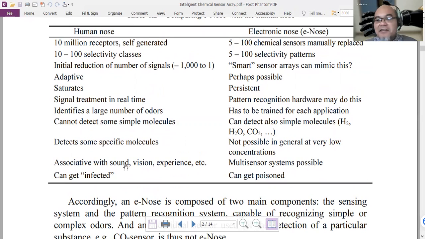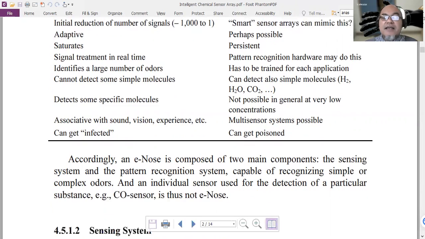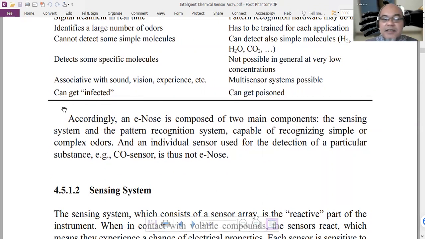Humans can get infected. Of course, when you get flu or other respiratory disease, your nose gets infected. For example, people who have COVID-19 will have loss of smell, and loss of taste. In electronics, it can get poisoned. What does that mean? It can get poisoned by certain gases, which will disrupt or even destroy its sensing property. So the eNose is composed of two main components: the sensing system and the pattern recognition system, capable of recognizing simple or complex odors and smells.